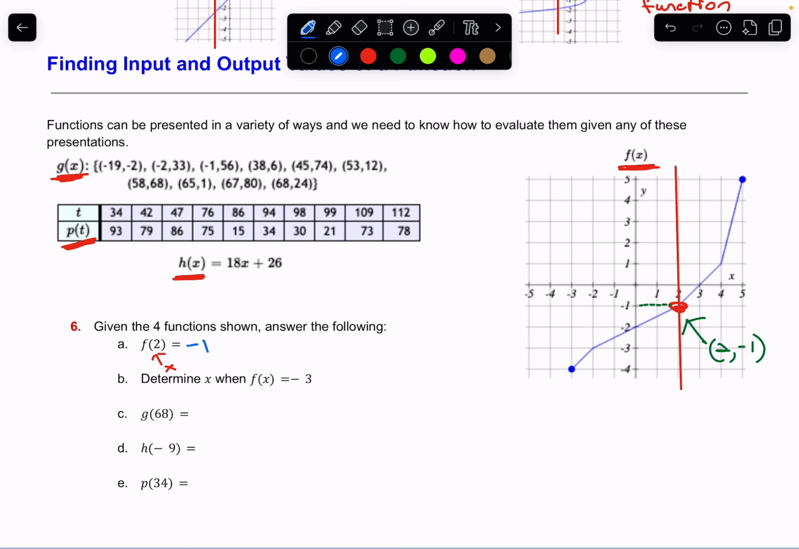So all you do to evaluate a graph is go to the x value that corresponds to the x value you're plugging in, in this case 2, and see where a vertical line at x equals 2 intersects the graph.